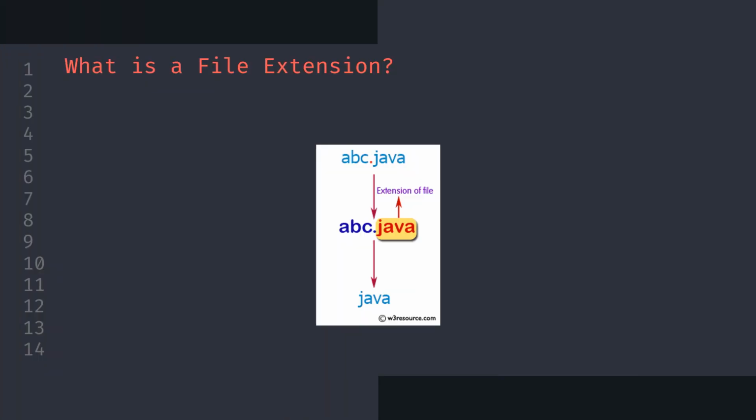A file extension is the part of a file name that comes after the dot. It tells us what type of file it is. For example, .java is for Java files, .pdf is for documents, .png is for images, and .js is for JavaScript files.